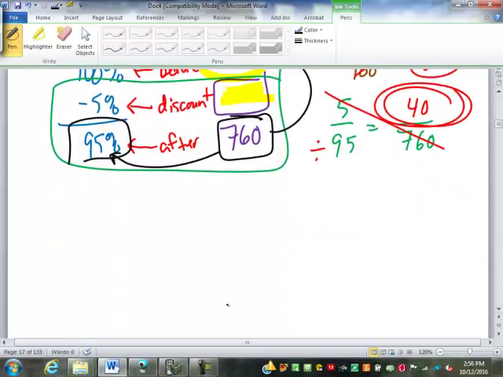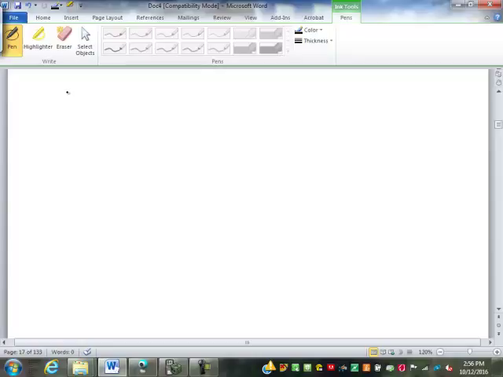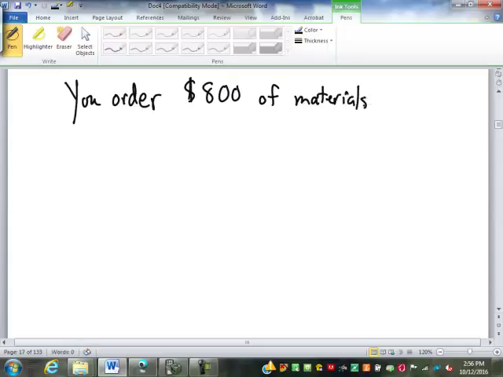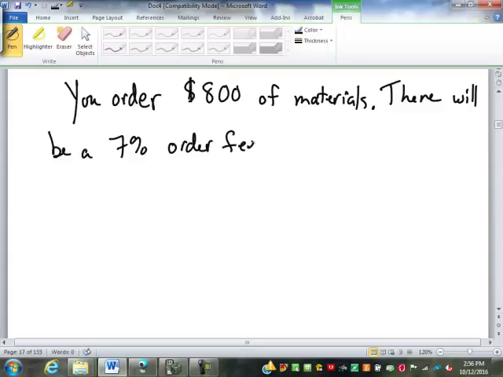So let's look at the other side of it. Let's look at increases. Let's say you special order $800 worth of materials. You are told there will be a 7% special order fee. How much will you pay?